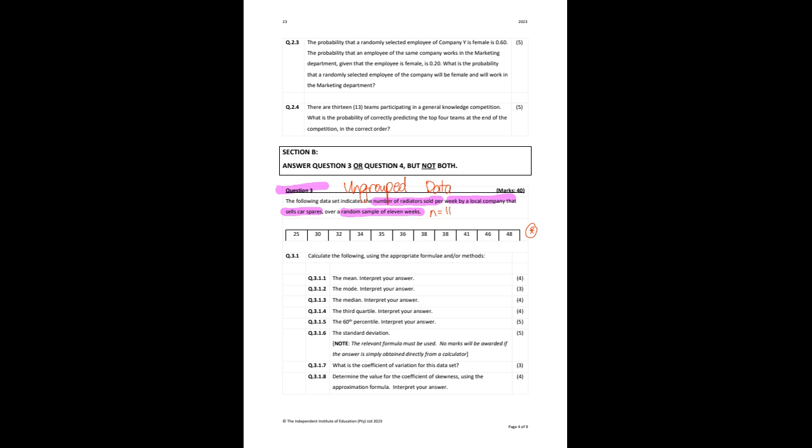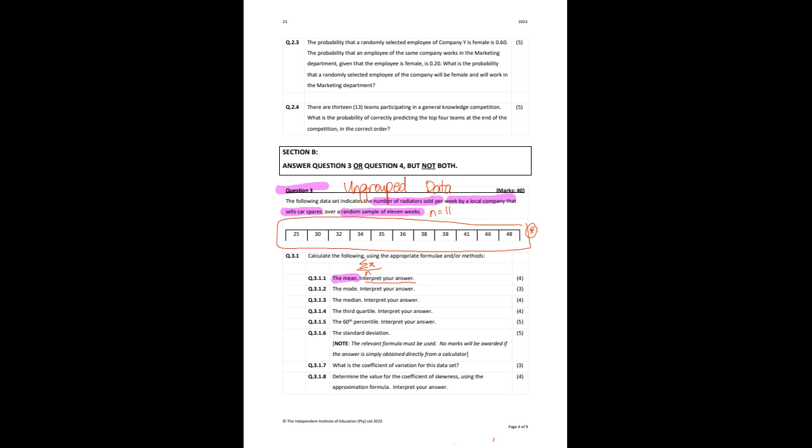So then the first question asked you to calculate the mean and to interpret your answer. So the mean, remember, is calculated as the sum of all of your values divided by n. So all you're going to do is add these up and divide it by n. Your answer must be 2 decimal places unless they specify otherwise. So once you have your answer, you will interpret it. Remember, the mean is the average. So you'll say the average number of radiators sold, dot, dot, dot.